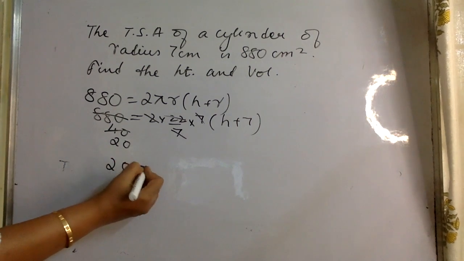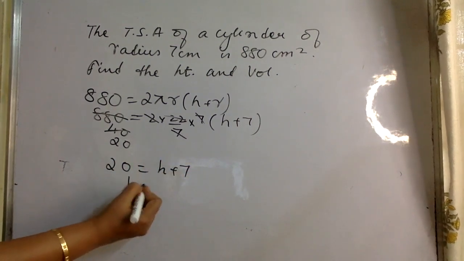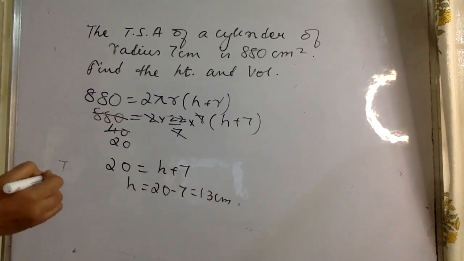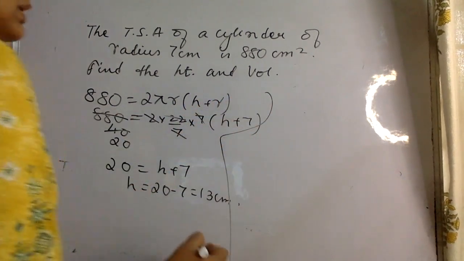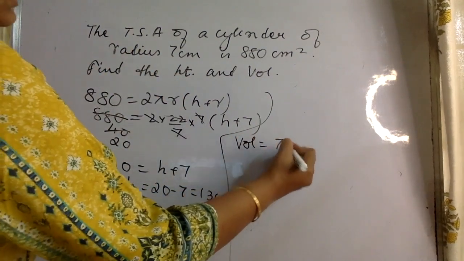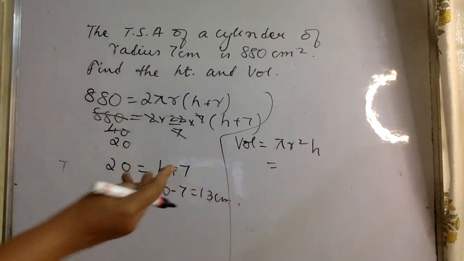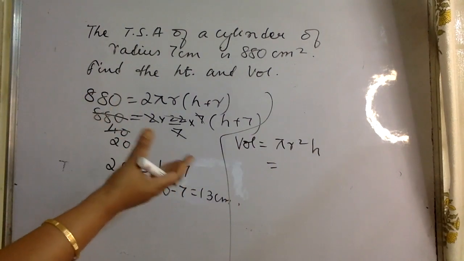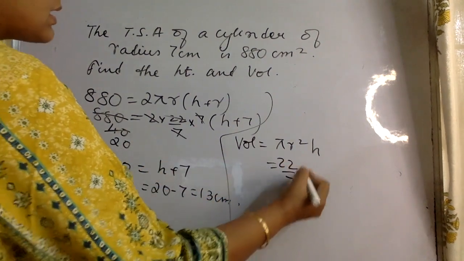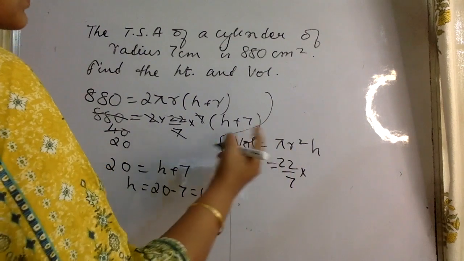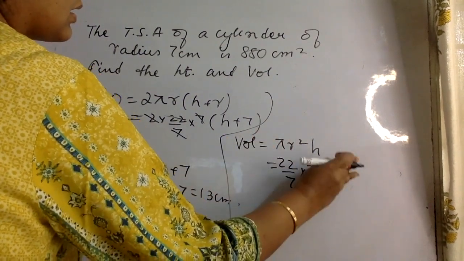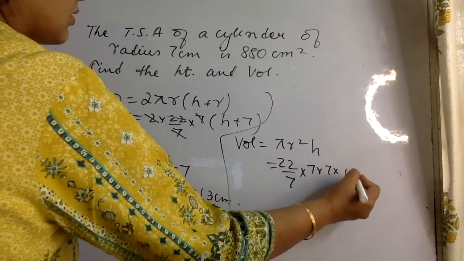Now how much do I have here? 20 is equal to h plus 7. h is 20 minus 7, which is 13 centimeter. I got the first part of it, that is the height. Come to the second part of it, which is the volume. Volume is pi r squared h. In order to know volume, I need both, right? I need the r and the h. So 22 by 7 into r is 7 into 7 into h is, height I just got, sorry, 13.